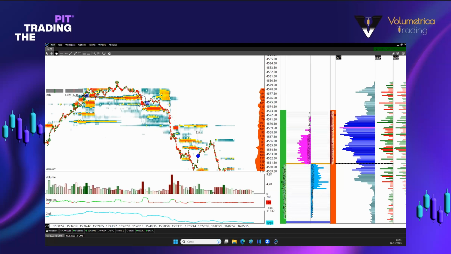Absorption still tells me, even if they are struggling, that I have participation of buyers. They are struggling, but they are still participating. In fact, this is what happens here. They are still trying to push to the upside, but from here on, they've started to struggle apparently. And from here on, they gave up.